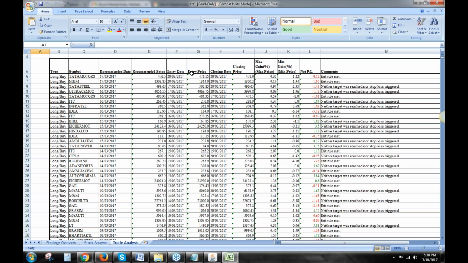For example, the entry date, it shows you there, the closing values it shows you there, and then the maximum gain. Now these parameters become important, the maximum gain and the net profit or loss accrued. The net profit or loss is the actual profit or loss incurred by the strategy.